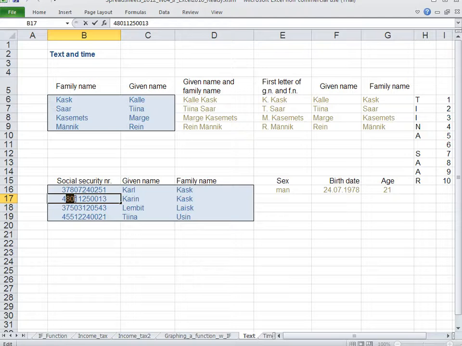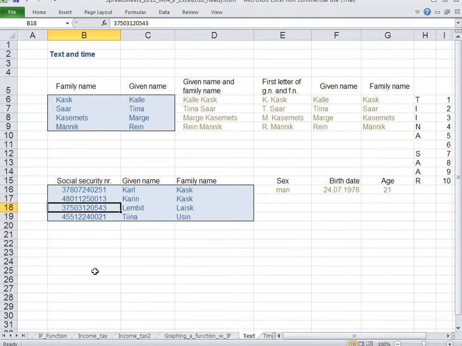The next two characters are the birth year, the year of birth of the person, in this case 1980. Then they are followed by the number of the month on which the person was born, in this case November, and followed by the number of the day, in this case 25th of November 1980. The last 4 digits of the social security number don't tell us anything about the location or the date of the birth, so we're going to work with the first ones.